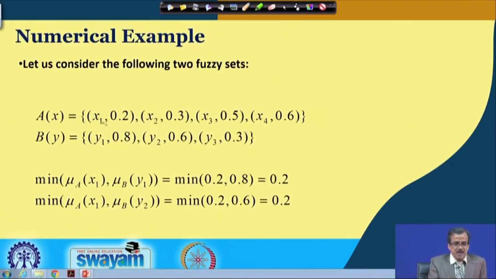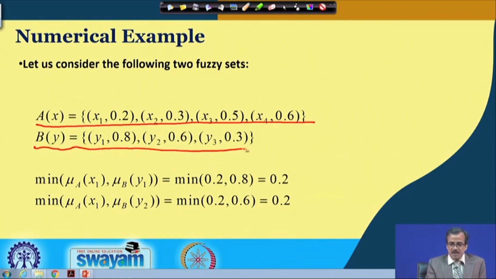Supposing that I have two fuzzy sets, one is A(x) and another fuzzy set in another universe of discourse, B(y). How do we find their Cartesian product? We will have to find the minimum of mu A(x1) and mu B(y1). I will have to compare them. So, mu A(x1) is 0.2 and mu B(y1) is 0.8. We compare 0.2 and 0.8 and find the minimum.